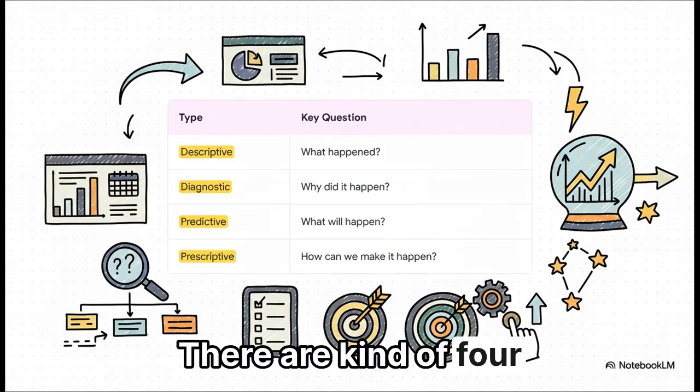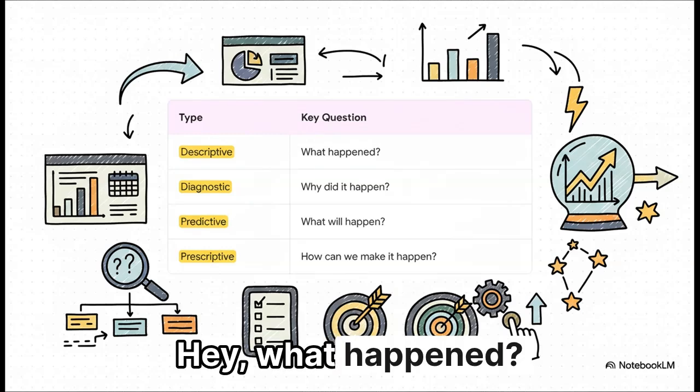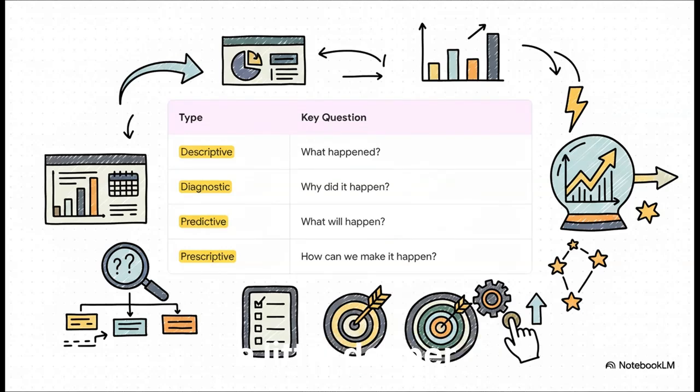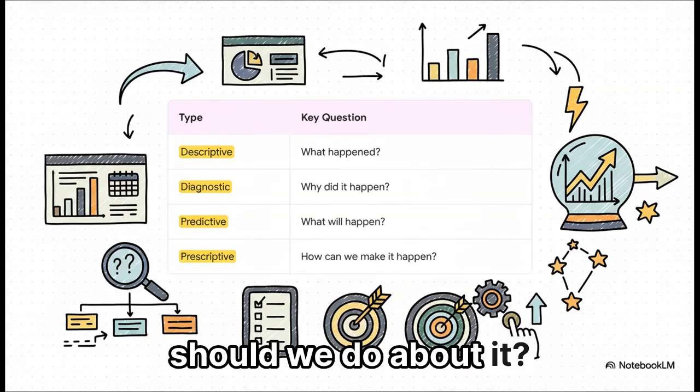There are kind of 4 main flavors of analytics. Descriptive is just, hey, what happened? Diagnostic digs a little deeper. Okay, but why did it happen? Predictive, now this is where it gets really cool. That's all about what's going to happen next. And then prescriptive is like the final step. All right, so what should we do about it?